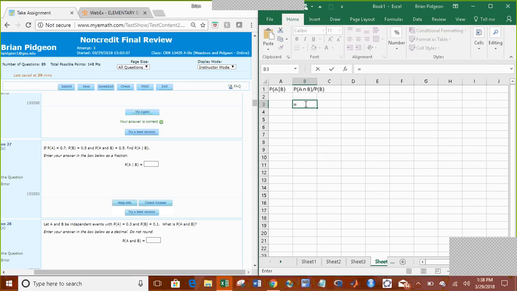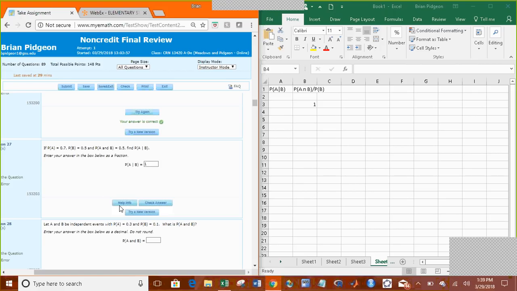So we're given that the probability of A and B is 0.5. And we're given that the probability of B is also 0.5. So it seems that the probability of A given B is 1.